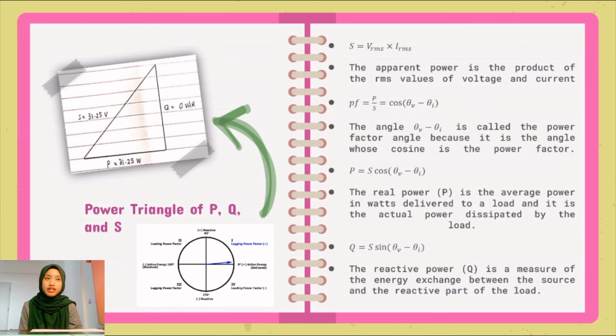The real power, P, is the average power in watts delivered to a load, and it is the actual power dissipated by the load. Lastly, to find the reactive power, Q, which equals S sin of theta voltage minus theta current. So the reactive power, Q, in the circuit is 0 VAR. The reactive power Q is a measure of the energy exchange between the source and the reactive part of the load. The unit of Q is the volt ampere reactive, which is VAR, to distinguish it from the real power whose unit is the watt.